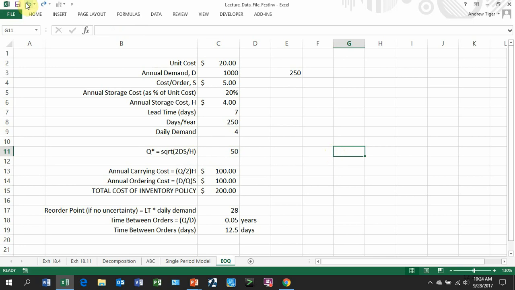But what if we order very small? Let's just order a daily amount. Let's just order every day. So I'm going to order 4 a day because that's what my daily demand is. Well, you can see then that my inventory cost is going to be very, very small, but I'm going to be ordering all the time. Every time I place an order, it costs me $5.